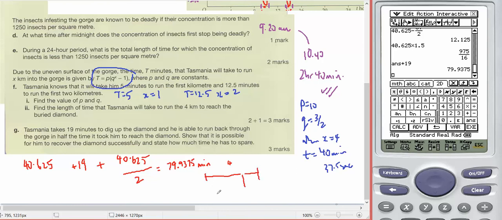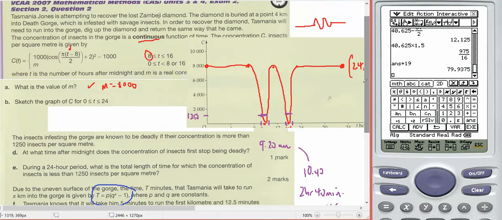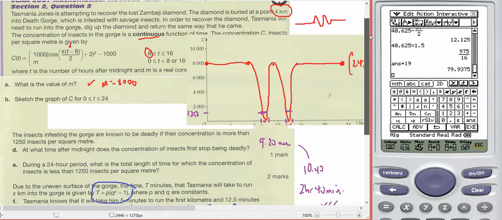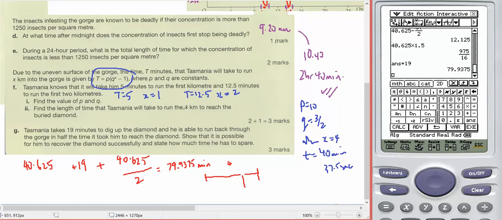So it's going to take him 79.9375 minutes. I know he's got to run 4 kilometres because in the first part of the question, the diamonds are buried at a point 4 kilometres. And we're asked here to work out how long it would take to run 4 kilometres. So there's my 4 kilometres. He's going to run twice as fast coming out.